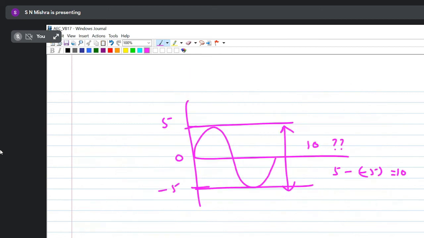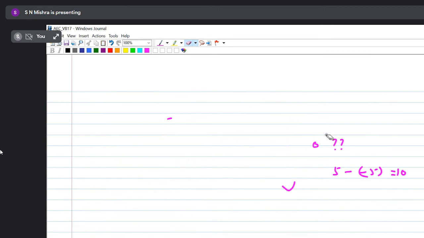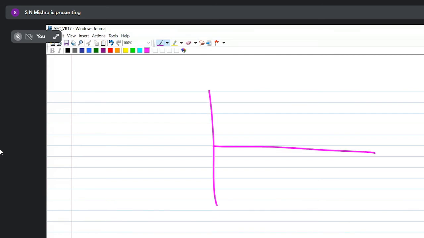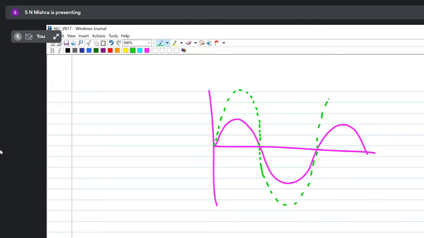Amplification means whenever I say the signal is amplified, the amplitude of the signal will increase. Suppose I take one signal like this. Amplified means it should amplify like this. The amplitude of the signal should increase, but the frequency, you see here the time period is constant for input and output. That means frequency should not change. And if you get this type of output, then you can say this is amplified output.